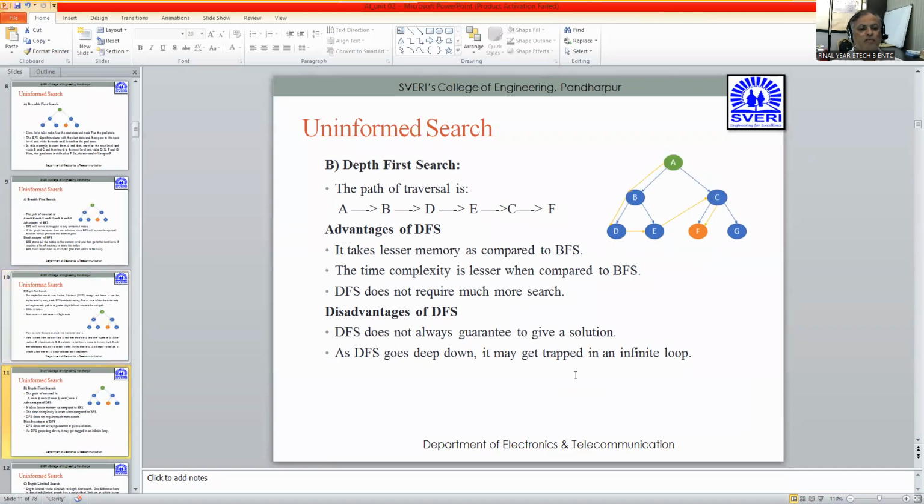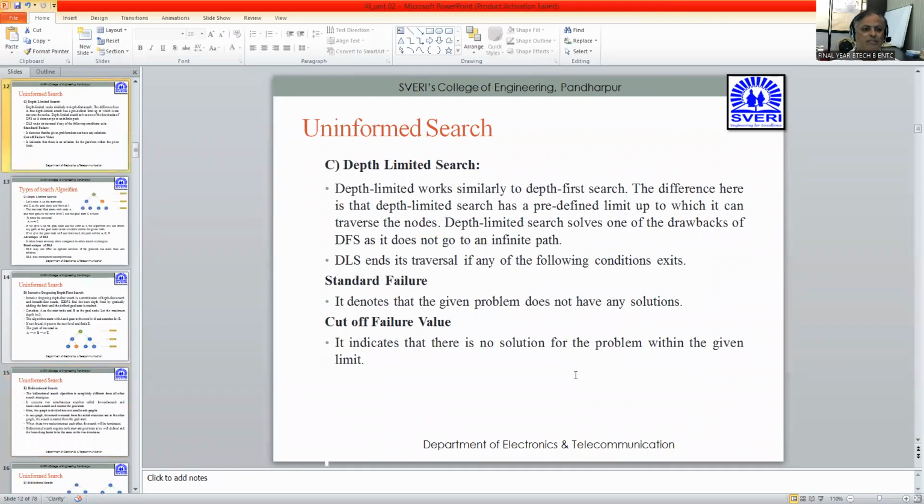There are some advantages as well as disadvantages of DFS. The most important disadvantage is that it does not guarantee a solution. And there is always a possibility, because of the depth, that it may be trapped in an infinite loop. So all these limitations have to be overcome in other search strategies.